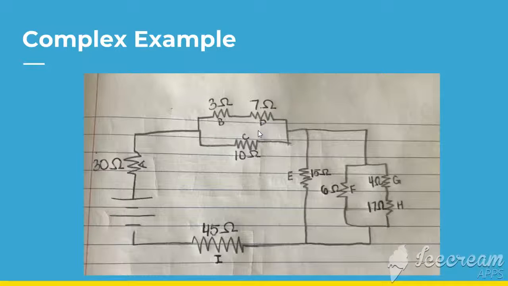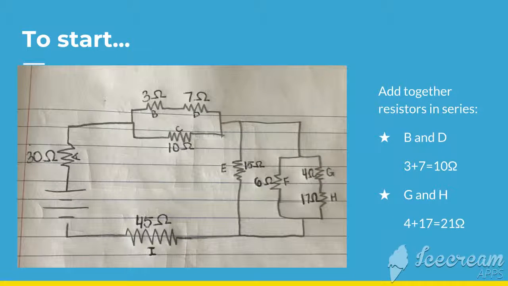This would be a more complex example where we have several resistors that are some in series with each other, some that are parallel, and it's going to take a lot of steps to combine these. The first step would be to add together the resistors in series. So B and D would be in series, G and H would be in series, and we would just simply add these numbers together. So BD would be 10 and GH would be 21.